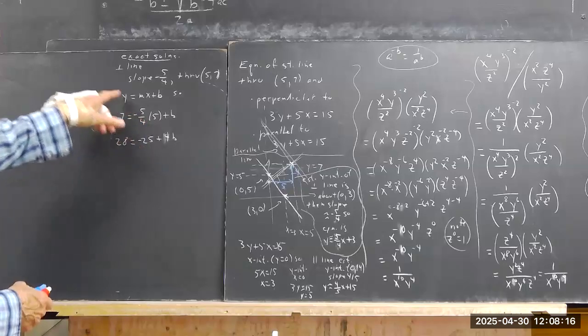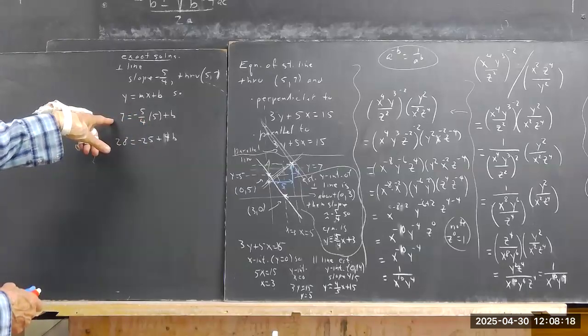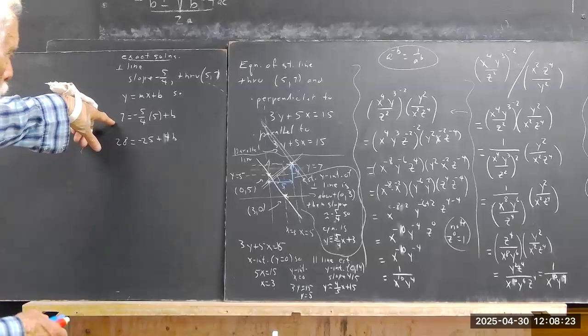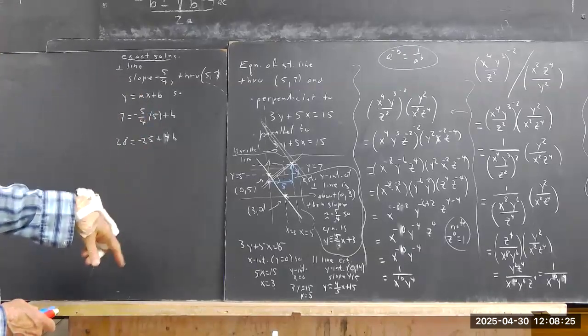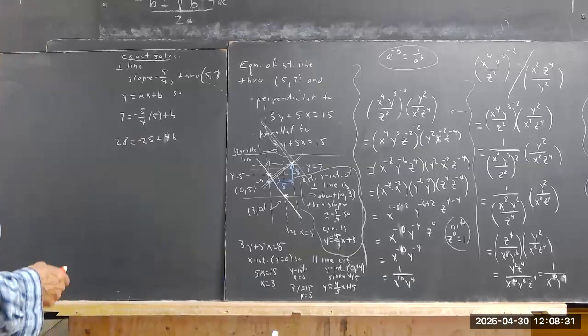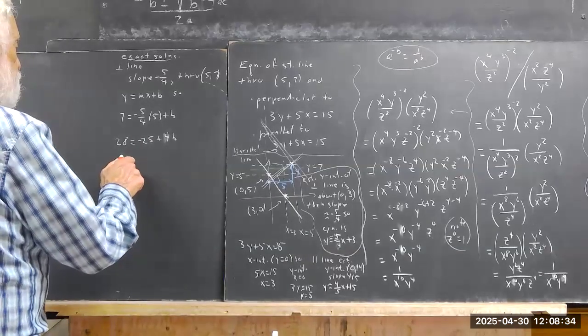x is 5, y is 7. Well, multiply everything by 4. 4 times this is this. 4 times this is negative 25. 4b. Yeah, definitely. So we get b.